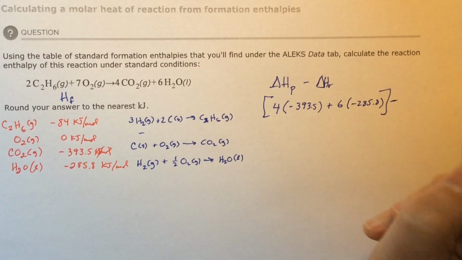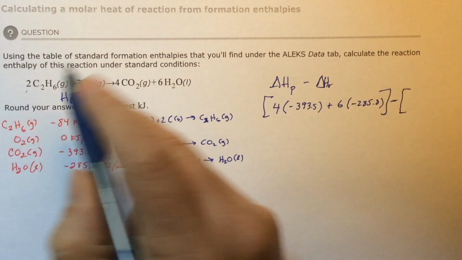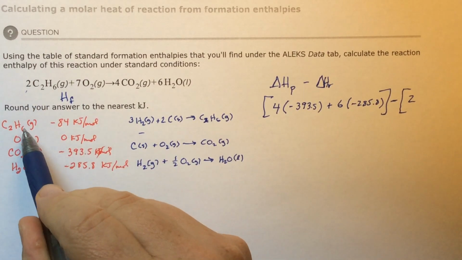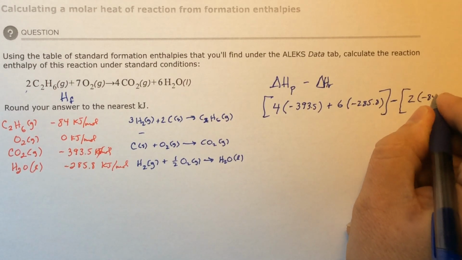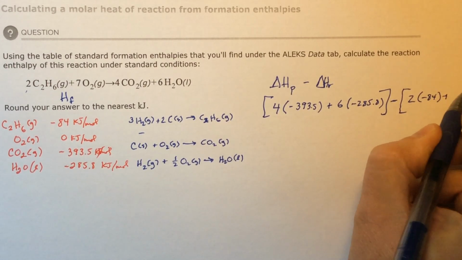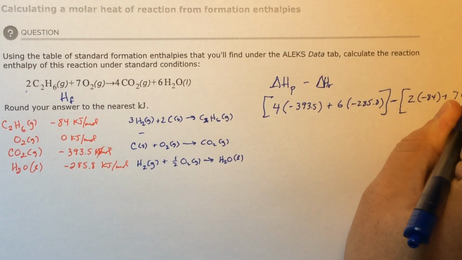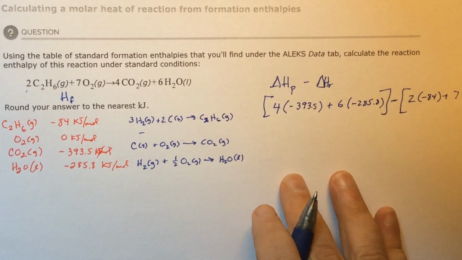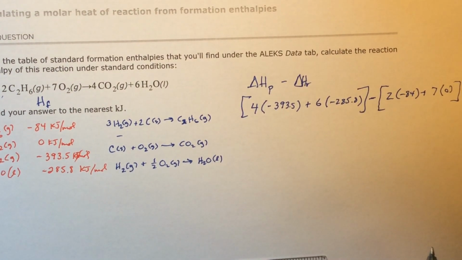Now you're going to subtract, because we're going to do the reactants next. Okay. So I come over here, there's 2. So 2 times, find out what the ethane is, negative 84, plus 7 times whatever the oxygen is, in this case it's 0. Move that to where you can see. Okay. Now just do the little math inside it.